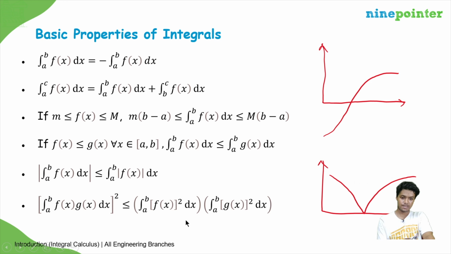This property is an alternative form of the famous Cauchy-Schwarz inequality, which says that if we have an integral of the product of two functions, and this is squared, then this will be less than or equal to the product of the integrals of the individual functions squared.